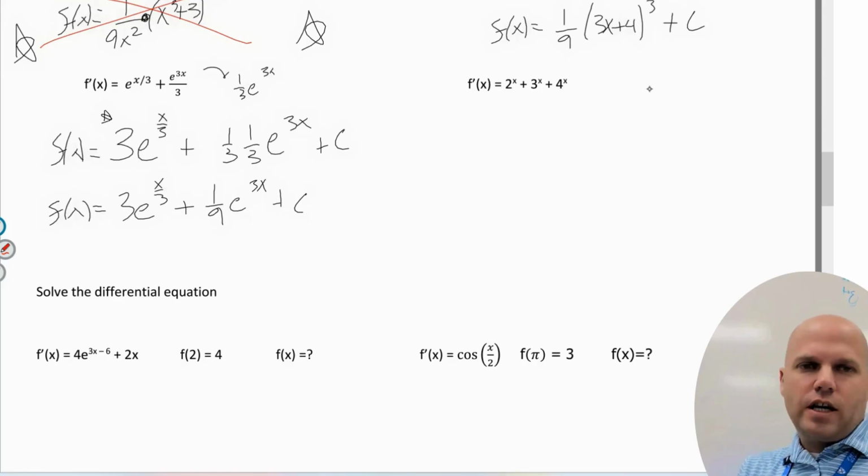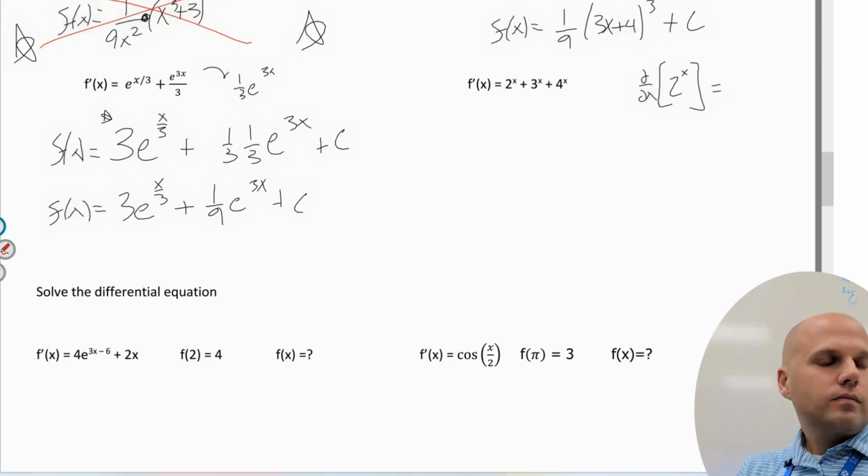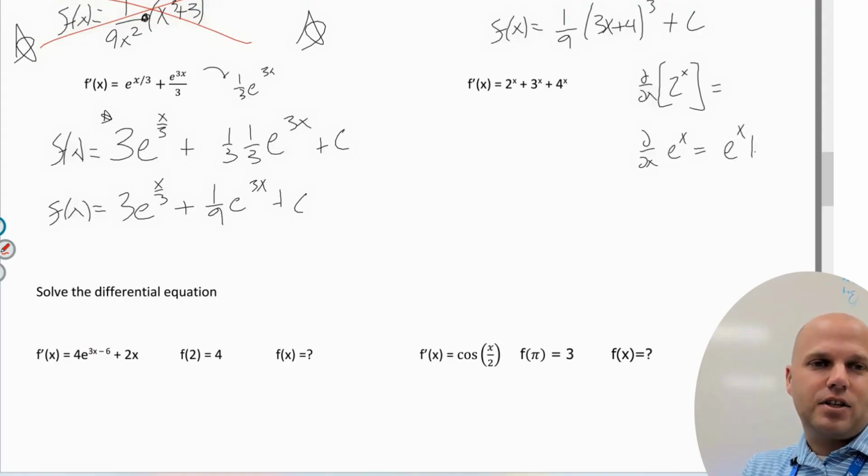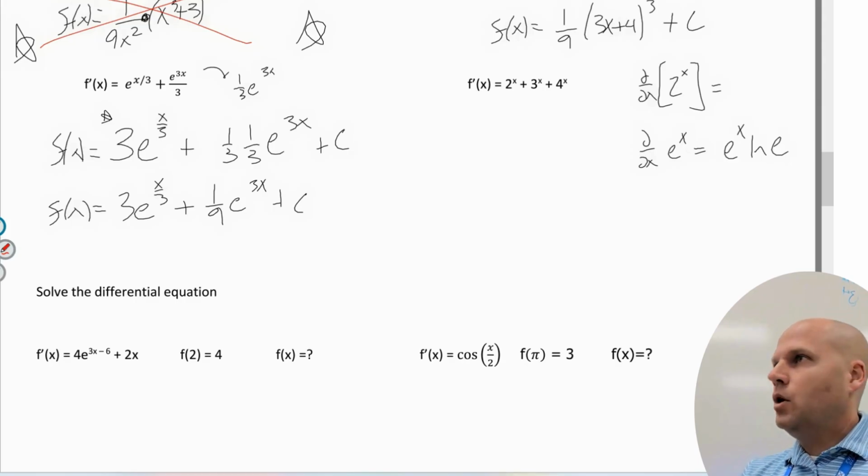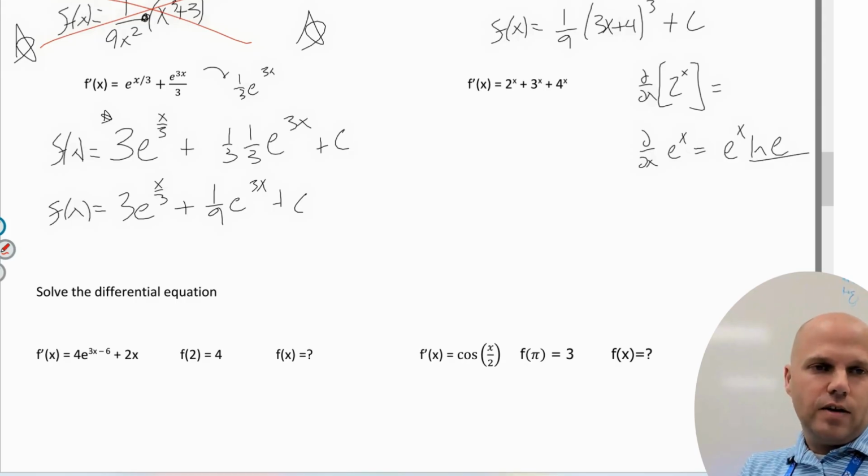For the last one, all you have to remember, which I didn't really test you on, is the derivative of e to the x. We could have said the derivative of e to the x was e to the x times the natural log of e. Why don't we include the natural log of e? Well, because it's 1. So it just goes away, which is why we say the derivative of e to the x is just e to the x. But if it's any other number to the x power, the derivative is that number to the x times the natural log of the number.